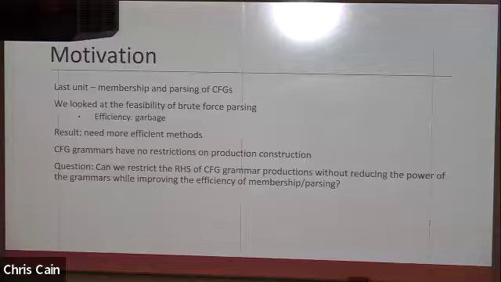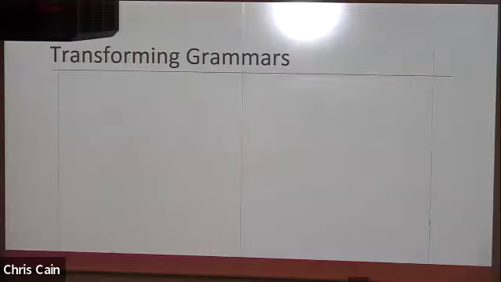So can we restrict somehow the right-hand side of a context-free grammar production without necessarily reducing the power of the kind of language that it can represent, and still improve the efficiency of answering yes or no to whether some query string is a member of the language represented by that grammar? How would we do that? Let's first look at what we can do to grammars.